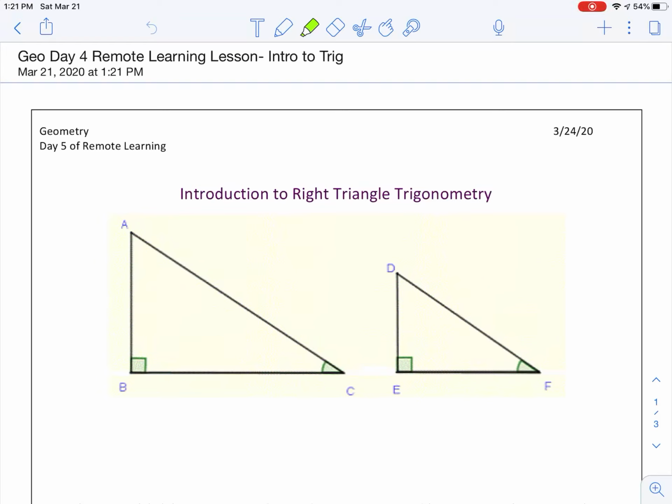So we're going to have a short introduction to right triangle trigonometry. I know trigonometry can sound a little scary, but we're going to take it nice and slow. It really won't be that bad.